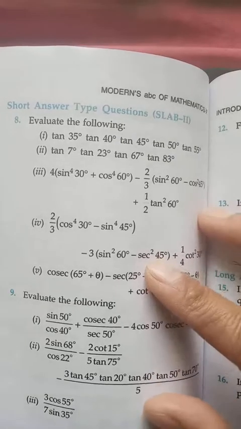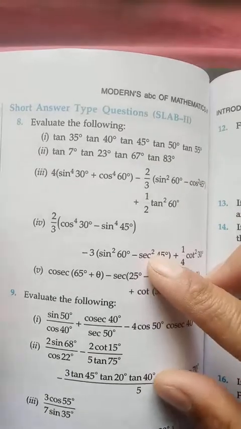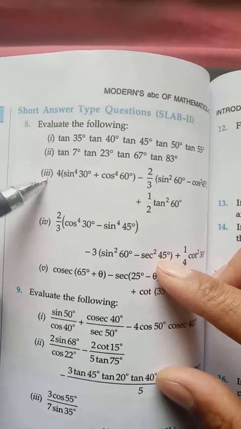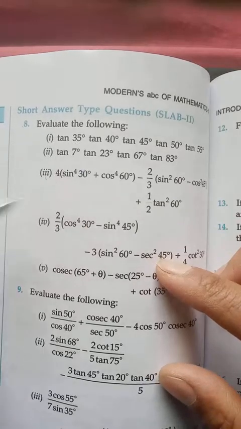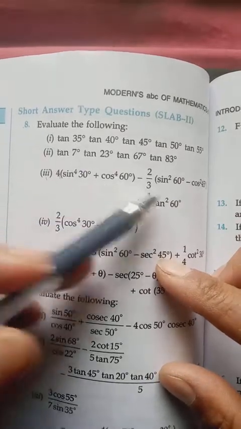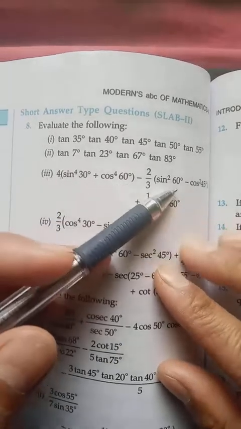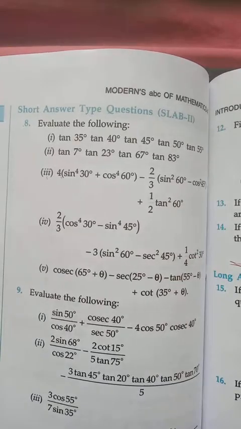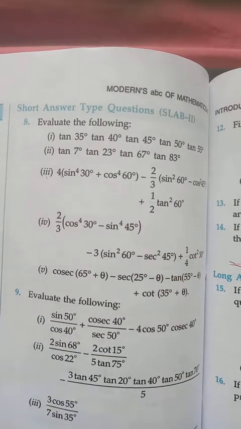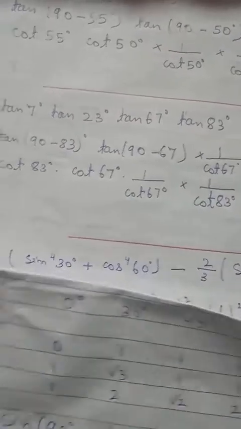Today let us continue with exercise 8C, question 8.3. Evaluate the following. We have to calculate the value. We have sine 30, cos 60, sine 60, sine 45. Those values we know from the table, so we have to apply the table using them.